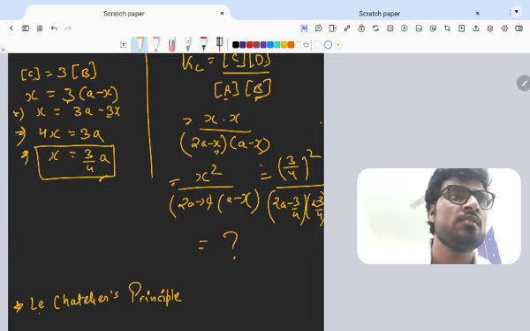We have the value of x. We have to just put this value here and we'll get the answer. 3 upon 4 of a.